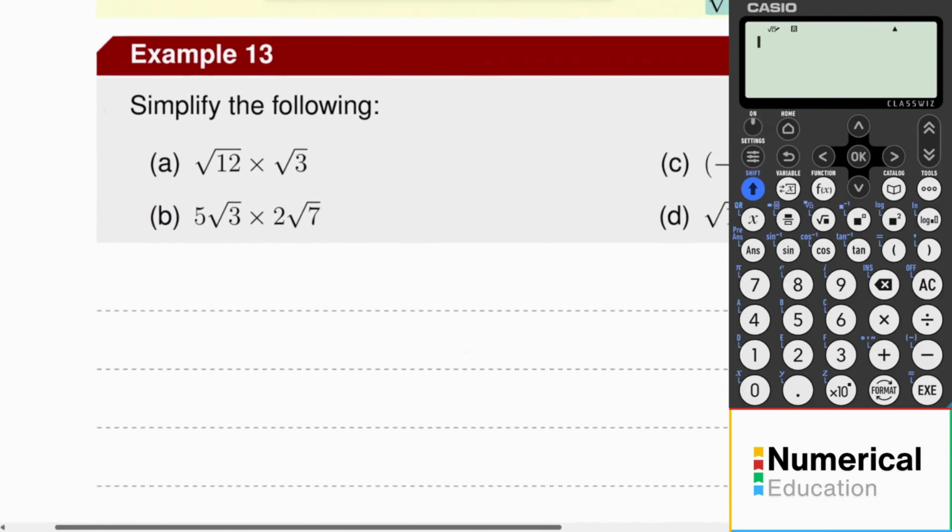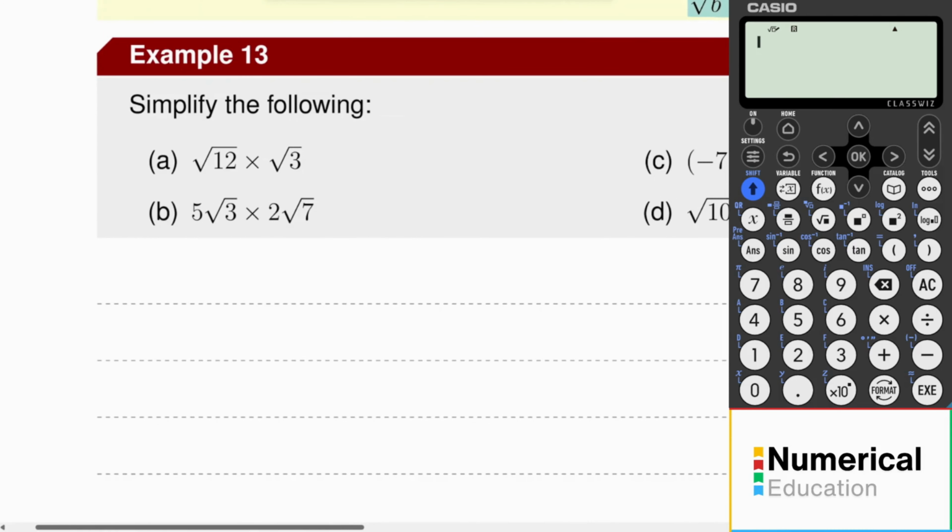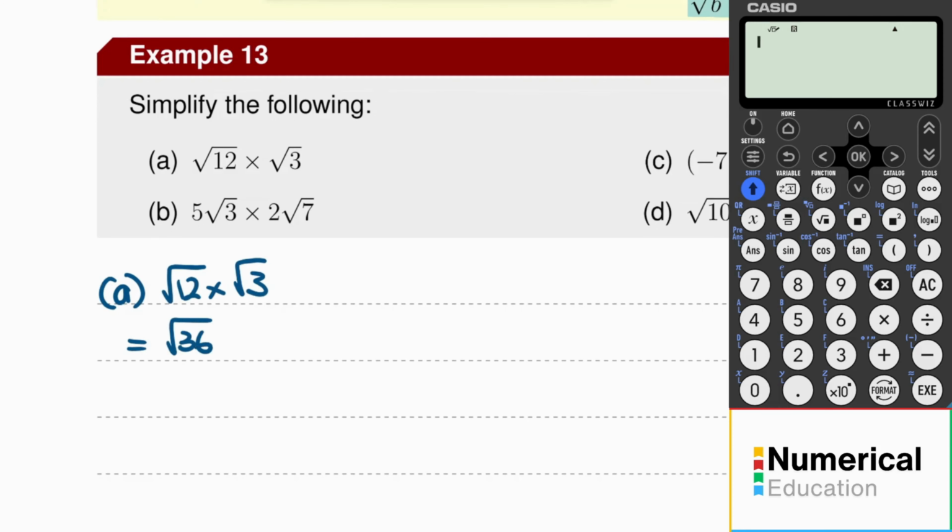So let's zoom in. So question 13a. What are we looking at? So for part A, we've got root 12 multiplied by root 3. So that just means that we're looking at the product of 12 and 3, and we can write that down underneath one square root. So that will be root 36. Root 36 simplifies to 6 because 36 is a square number. So that works nice and neat.